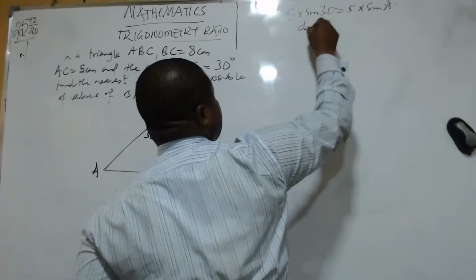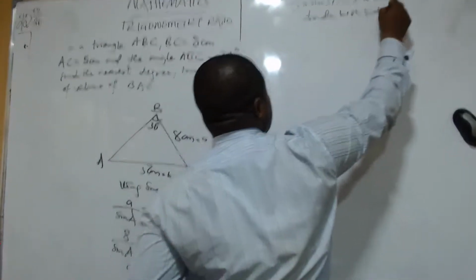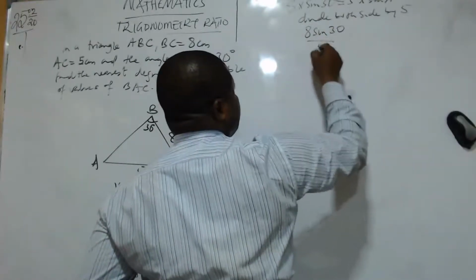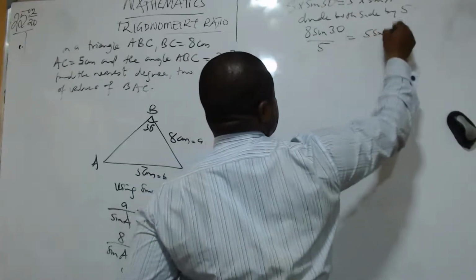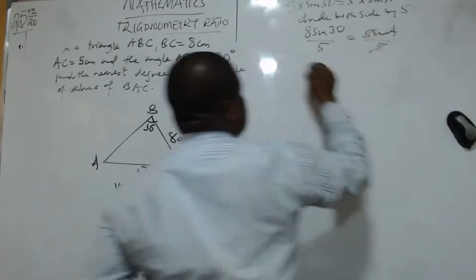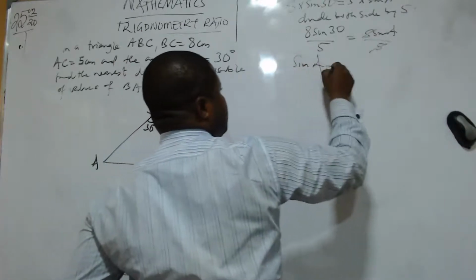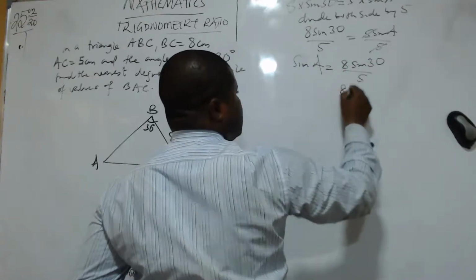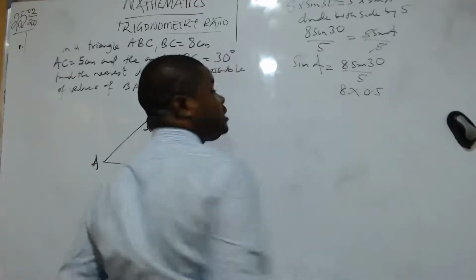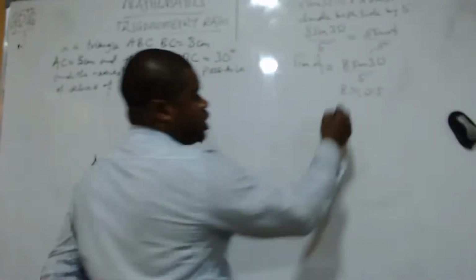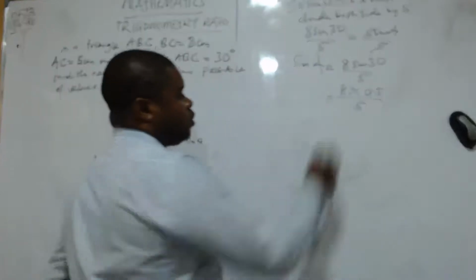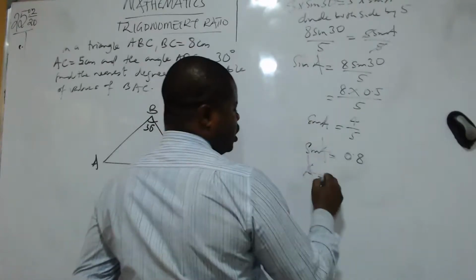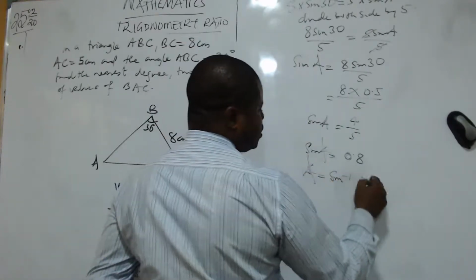So now say divide both sides by 5. So you have 8 sine 30 divided by 5 equals 5 sine A divided by 5. So this goes with this. So you have sine A now equals 8 sine 30 divided by 5. Sine 30 is 0.5, which is 1 over 2, divided by 5. Now, this and this will give us 4. 4 over 5 equals 0.8. So now A equals the sine inverse of 0.8.